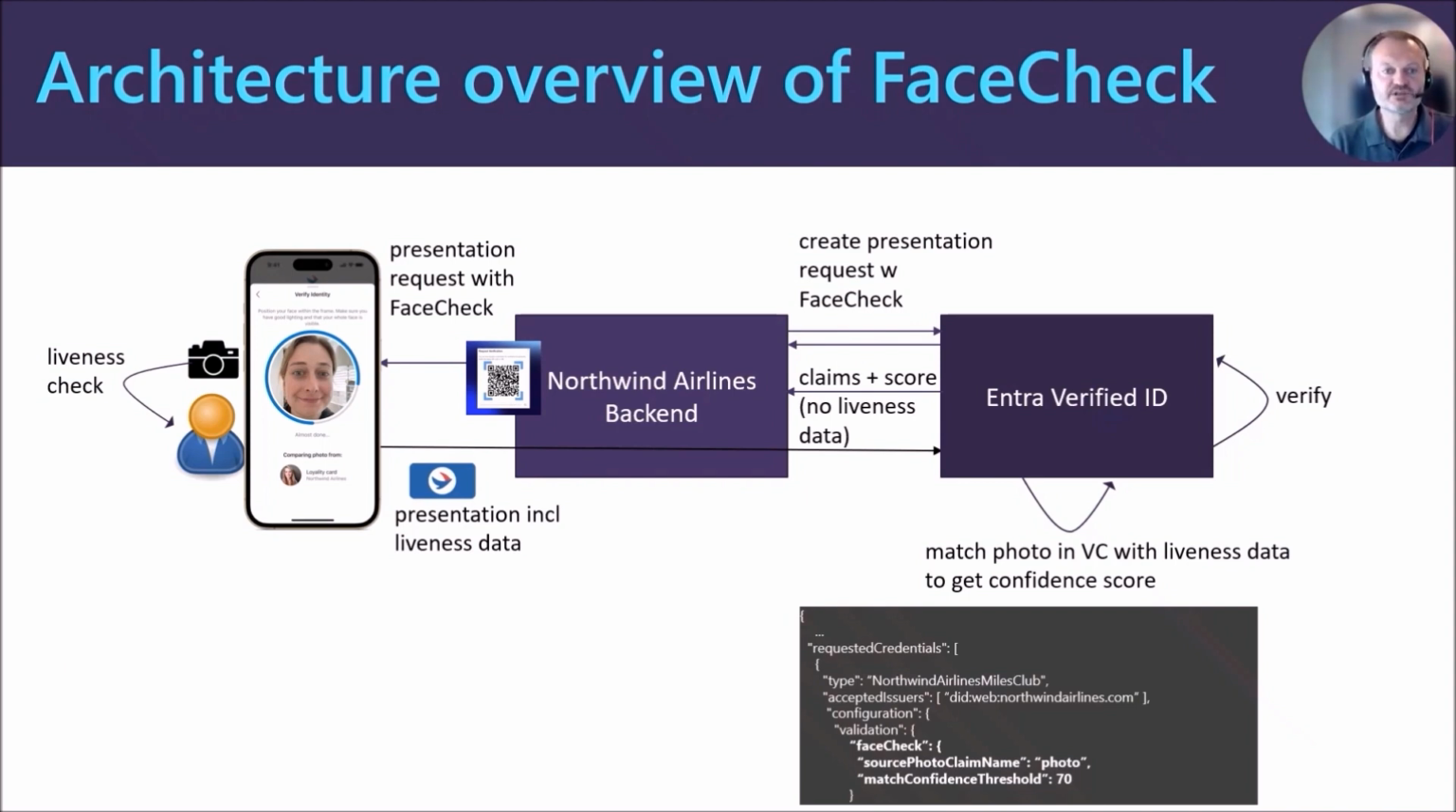It does not return the liveness data. The liveness data was just handed over from the mobile app to Entra Verified ID, where Entra Verified ID did the checking. It's not persisted, it's dropped, therefore. The backend then can decide, okay, if the confidence score was 75, good, I'll move on. We've had a face check that works.